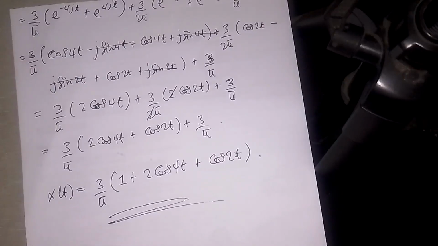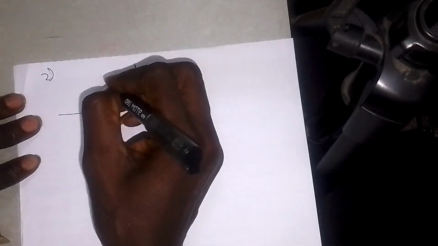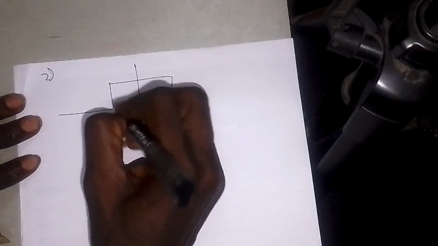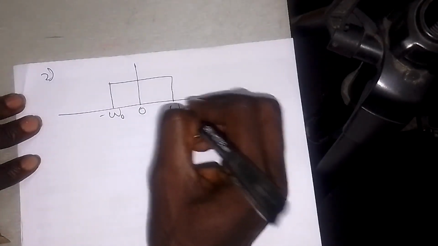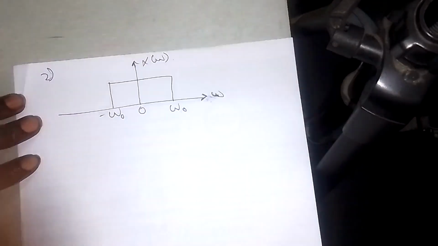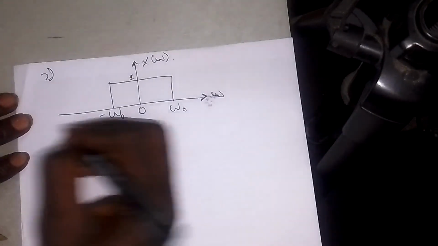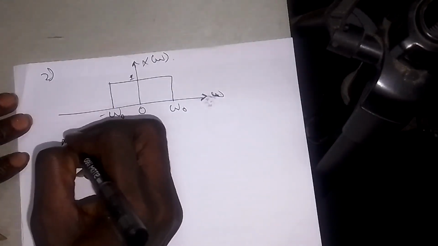Alright, let me solve the second one also simply. In the second one, that is also very simple. So for number 2, you just have this one. Here is 0. Here is omega naught. Here is omega naught. Here is omega. Here is x of omega. And then here is 1.